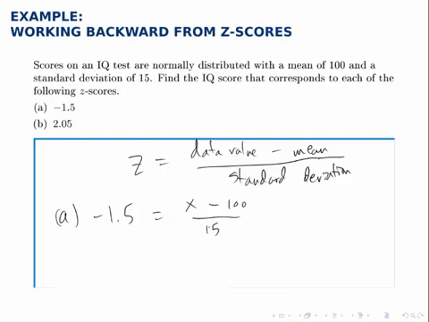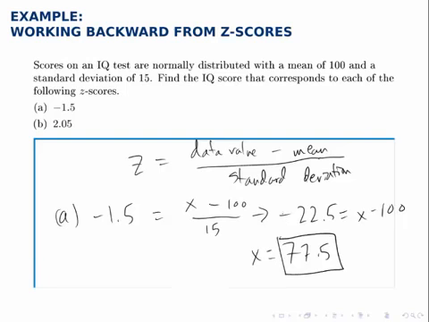Now to solve for x, I'm going to multiply both sides by 15, and we find that negative 22.5 equals x minus 100. Then add 100 to both sides to get x equals 77.5. So a z-score of negative 1.5 corresponds to an IQ score of 77.5.